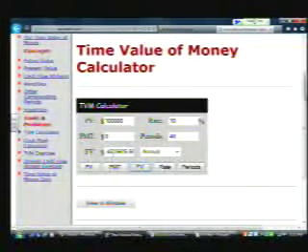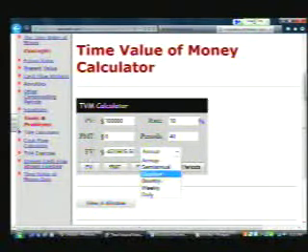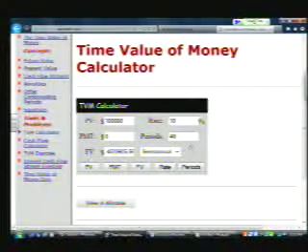Now, interestingly enough, let's change this to semi-annually, but let's do this for 80 periods now, leaving our APR at 10%. We're going to do semi-annually, and now there it is. There's the 4.9 million.